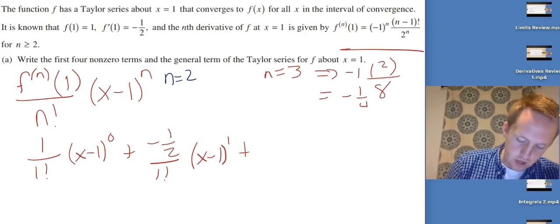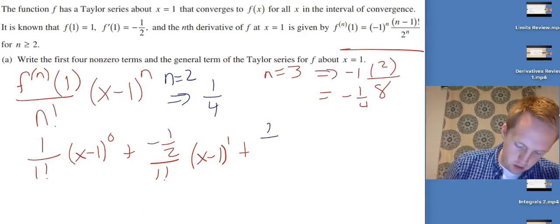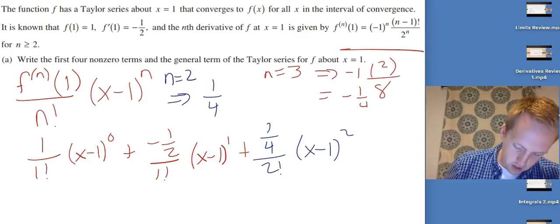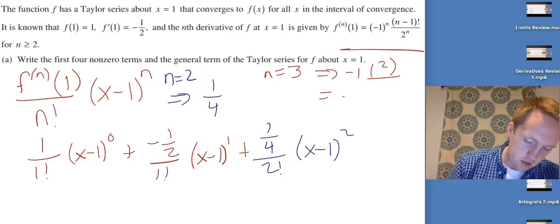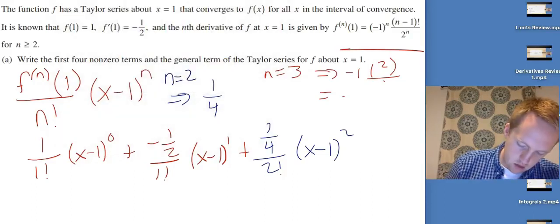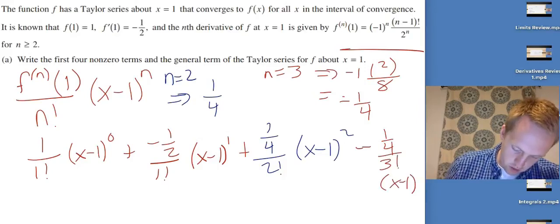For n equals 2, I'm going to get negative 1 squared, so it's just 1. 2 minus 1 factorial is 1, over 2 squared is 4. So 1/4 over 2 factorial x minus 1 squared. And then we've already got that n equals 3 term from when I made a mistake, because I do that once in a while. And it ends up being minus 1 over 4 over 3 factorial times x minus 1 cubed.